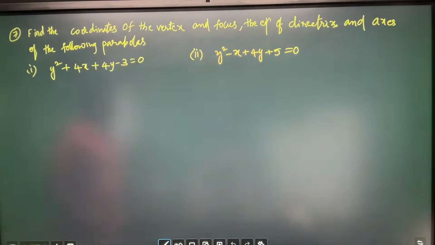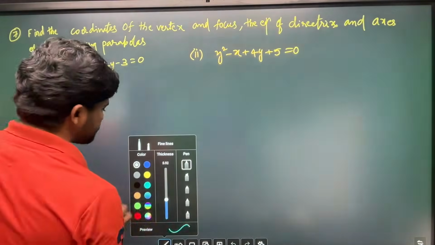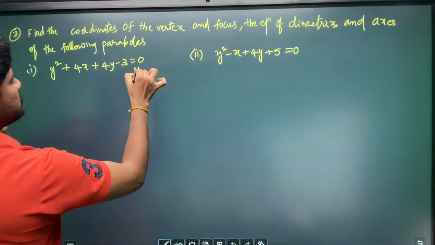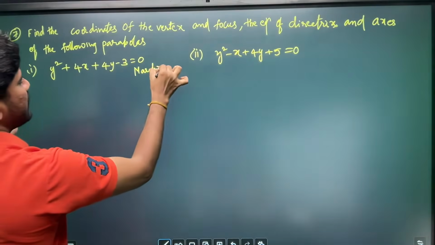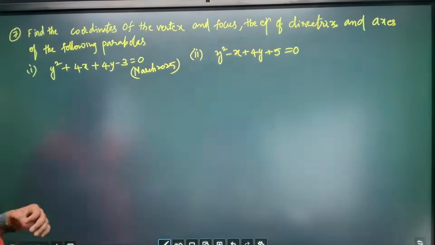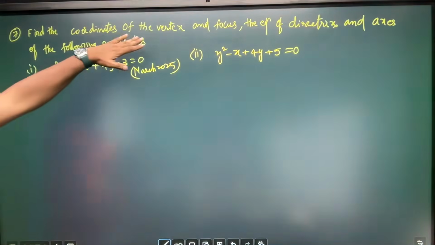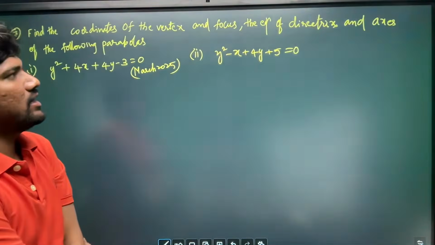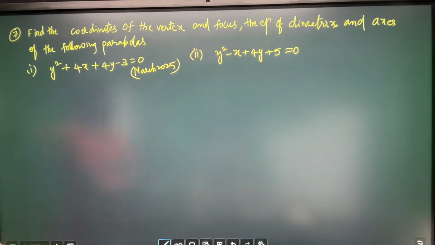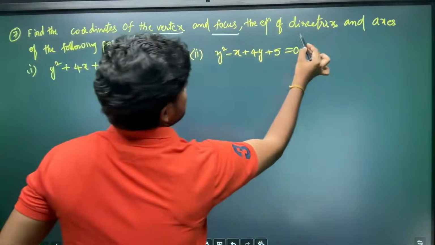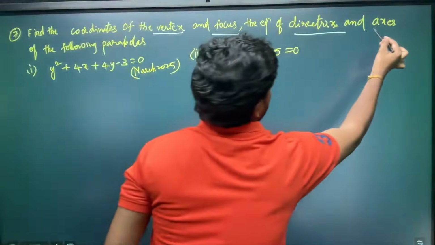Next, a very important problem. This question was asked in March 2025. It was an unexpected question, a bouncer. Find the coordinates of the vertex and focus, the equation of the directrix and axis of the following parabolas. Here we have to find 4 conditions: vertex, focus, directrix and axis of the parabola.